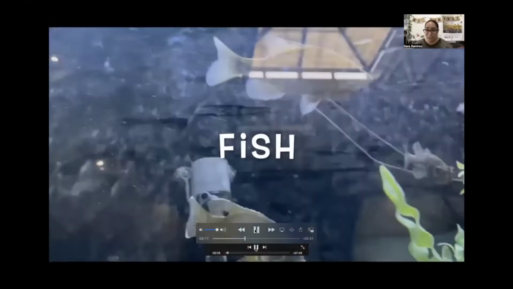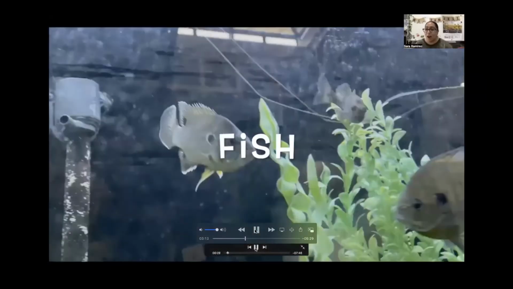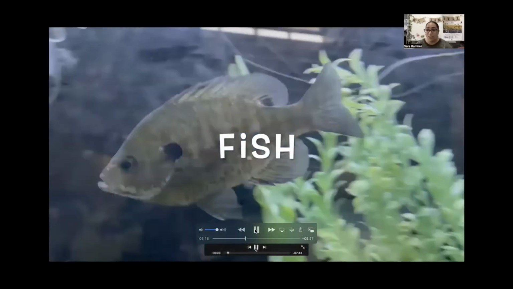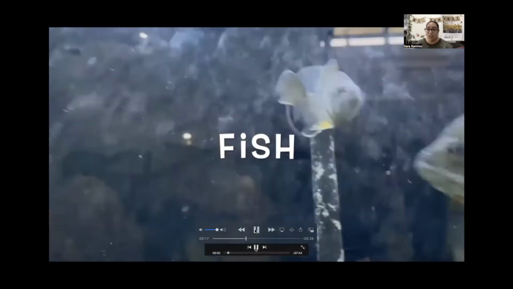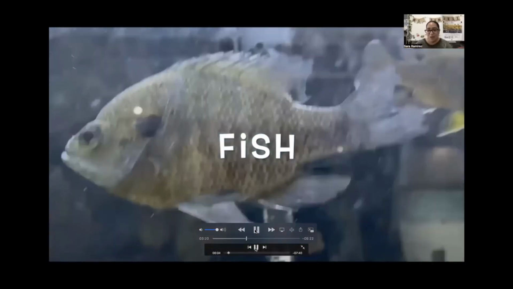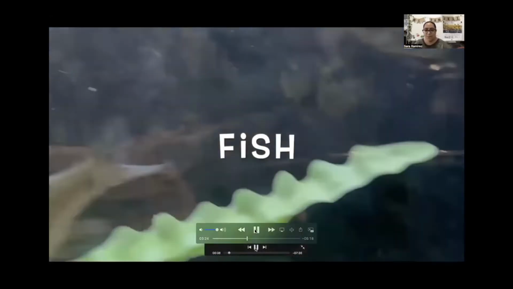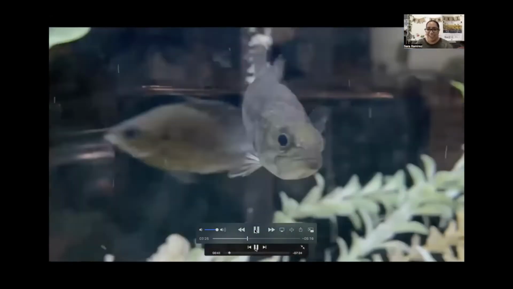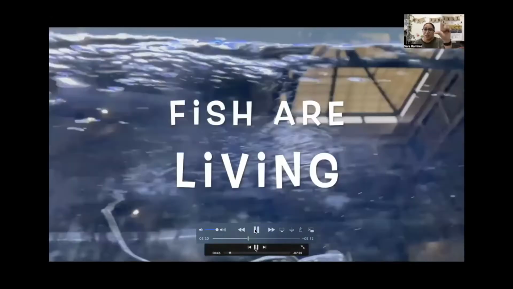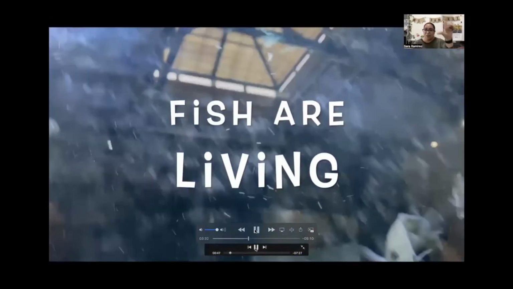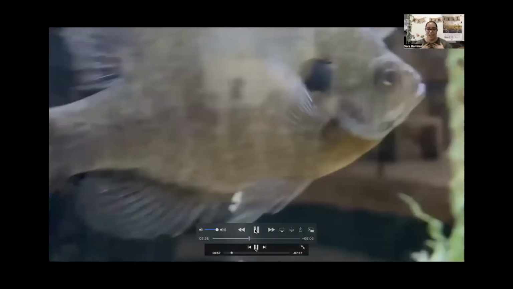What about fish? What do you guys think fish are? Are fish living or non-living? So go ahead and show your teacher with your hand. What do you think they are? And hopefully you guys said fish are living things. So you guys should have a nice big L. Fish are living things, so they are alive, just like us.